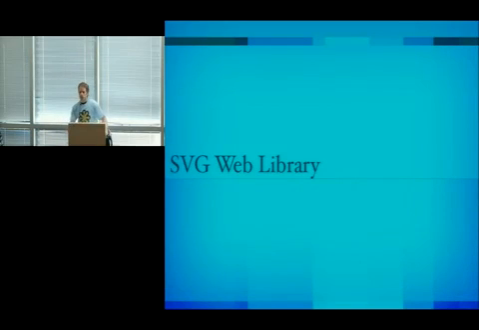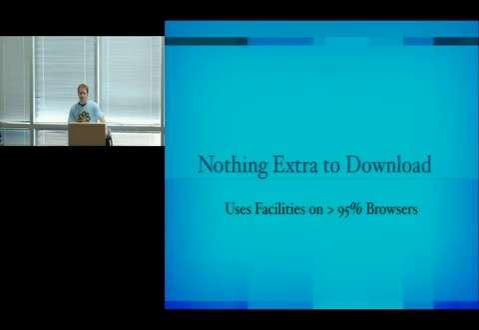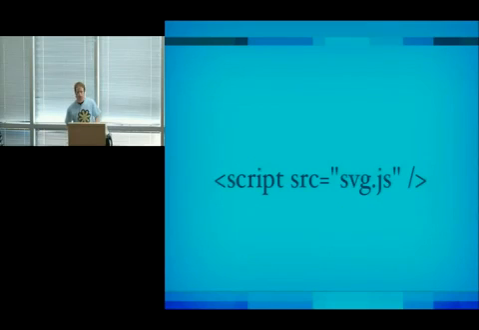So let's jump into what we're involved in. The name of the library is the SVG Web library. And what makes this unique is there's nothing extra to download. You can either say use or abuse. We use facilities that are already present on about 97% of the web browsers out there. So there's nothing for the user to download. And we give the illusion of native SVG support for both static and dynamic SVG images. And it's as easy as dropping a JavaScript file into your page so that users don't have to download new software. It just works.